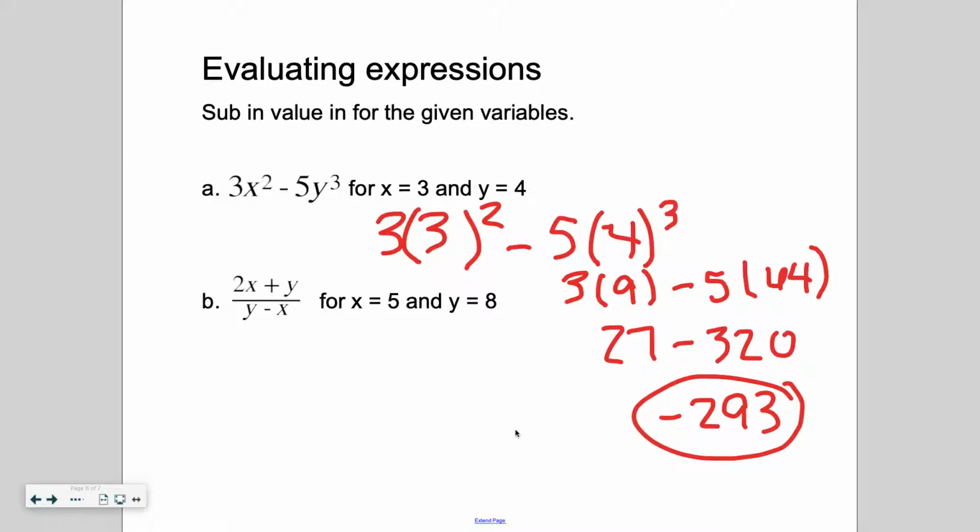Okay, does everyone understand what it means to evaluate something? Yeah. Okay, plug in your x and your y, solve. Any questions on that? I'm not going to do part B. Is that cool? We're cool with skipping that? Anybody have any questions? No?